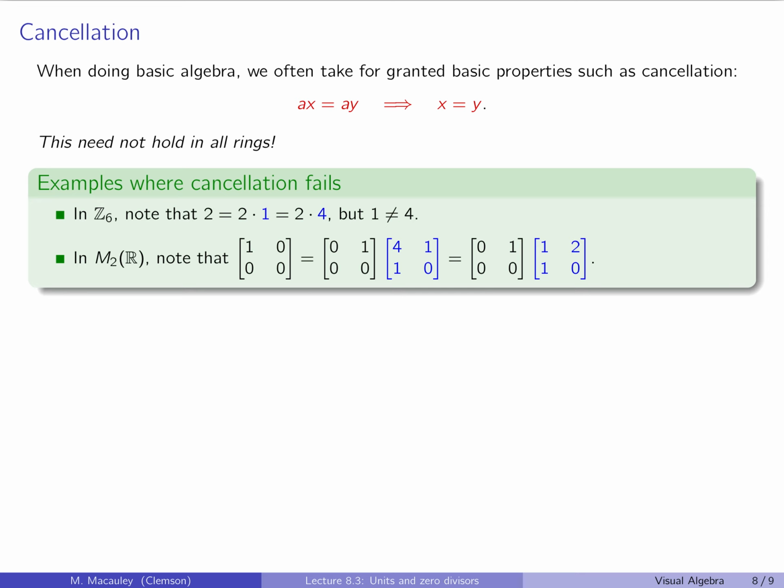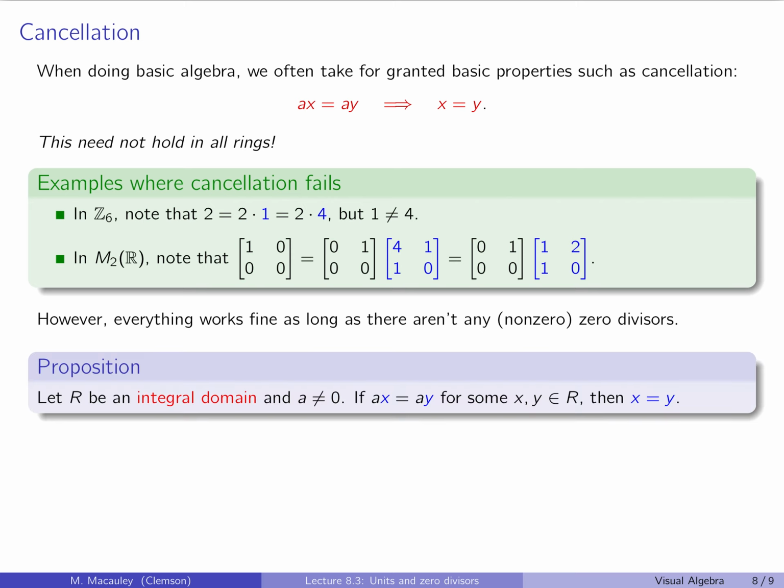So what's going on here? Why does cancellation fail, and in what rings does it hold? It turns out that everything works fine as long as there aren't any non-zero zero divisors. Formally, if R is an integral domain and a is a non-zero element, then ax equals ay implies x equals y.